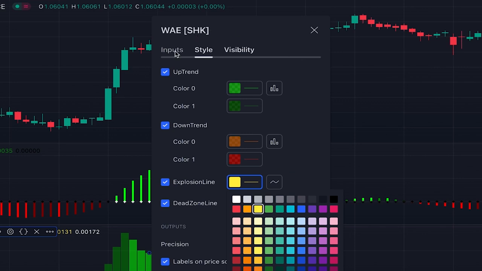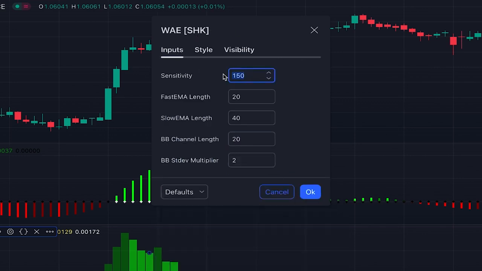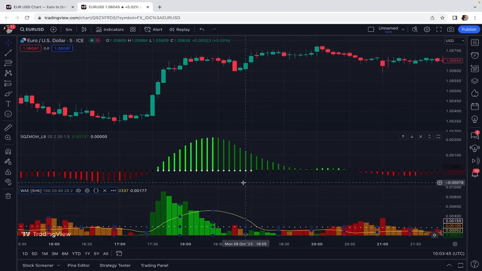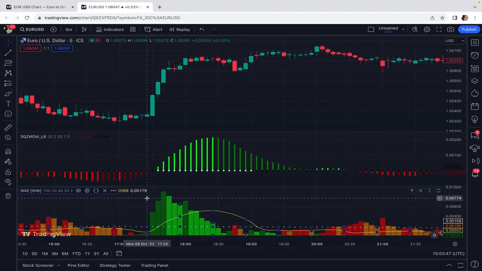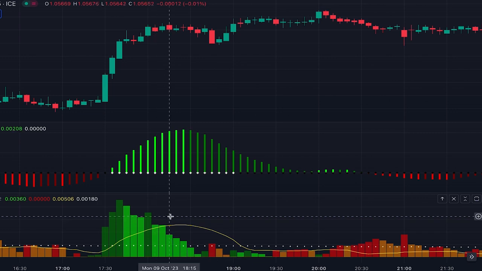And then here in the inputs tab, we decrease the sensitivity to 100 so the indicator will be less sensitive to very short-term fluctuations in the market. Alright, this indicator also provides information on both momentum and volatility.